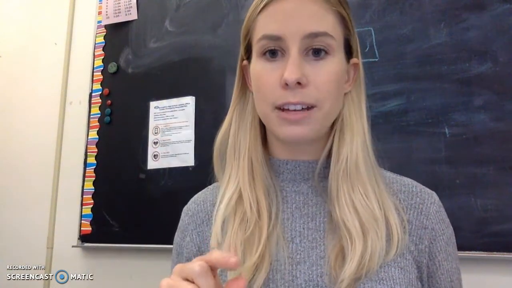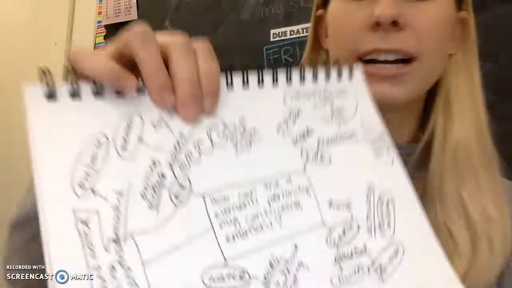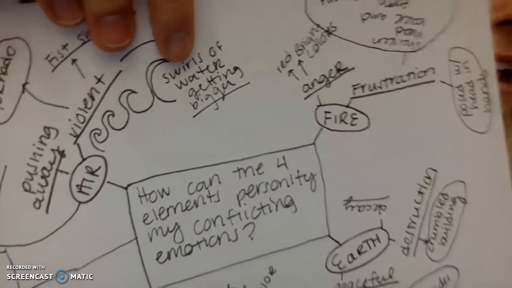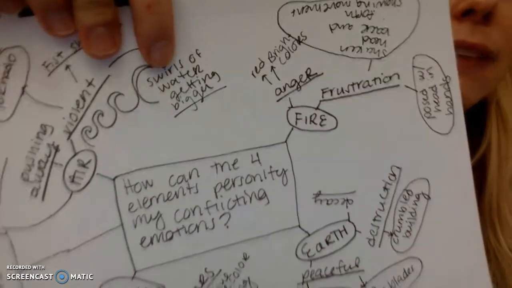So here's another example off of the element air. I wrote some different ideas of what air could begin to represent. So pushing away. I have swirls of water getting bigger. You can maybe do some different sketches in different areas of your mind map if that helps to get your ideas out. So maybe to represent air, I'm going to have swirls of wind kind of coming in and starting to take over the section of my artwork that I might have flames or fire.